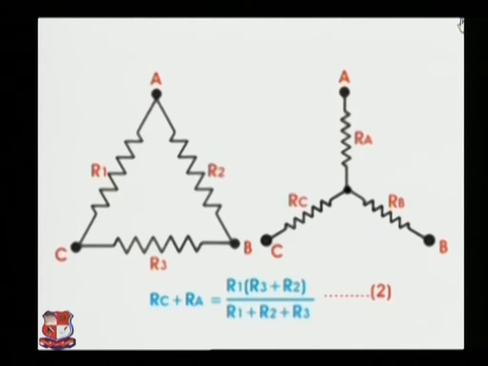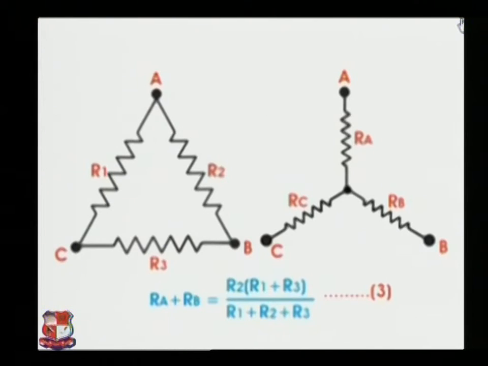Similarly, if we think about the equivalent resistance of delta and star respectively between points C and A, we can prove that RC plus RA is equal to R1 into (R3 plus R2) divided by (R1 plus R2 plus R3), and say this is equation 2. When we think about points A and B in the diagram, we can similarly prove that RA plus RB is equal to R2 into (R1 plus R3) divided by (R1 plus R2 plus R3), and say this is equation 3.